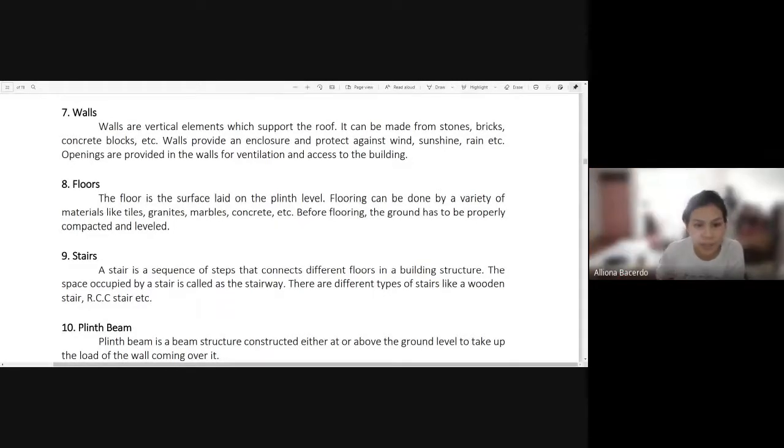Floors. The floor is a surface laid on the plinth level. In the plinth level, flooring can be done by a variety of materials like tiles, granites, marbles, concrete, etc.